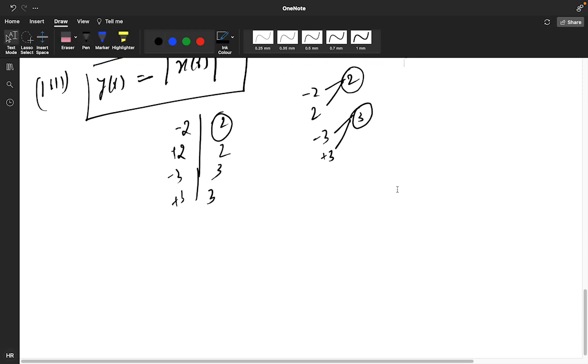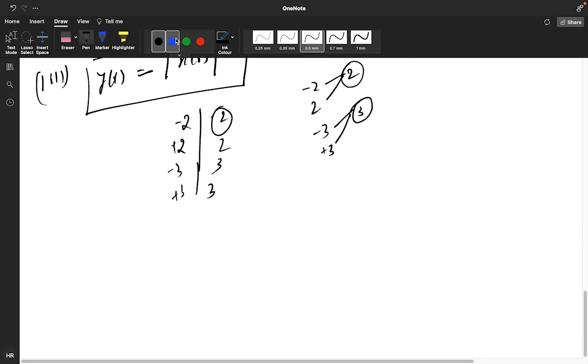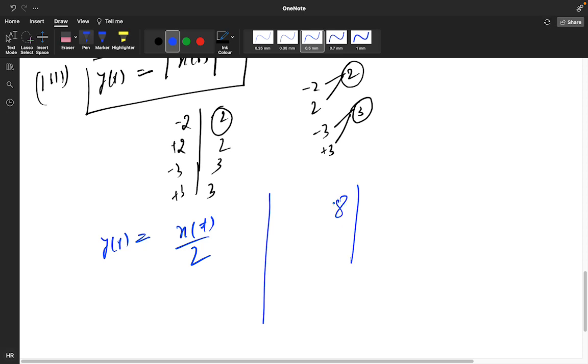And what about this? If you have y of t is equal to x of t by 2, invertible or non-invertible? Suppose you are putting 8 as an input, output will be 4. 4 input, output will be 2. 2 input, 1. 16, 8. So all are getting different outputs. So this is invertible.